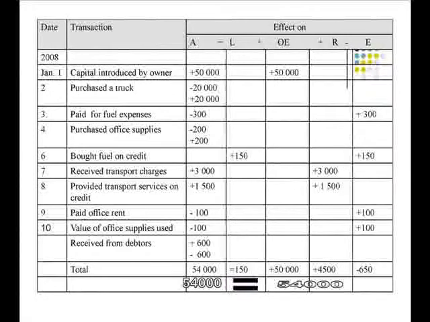Purchase a truck for cash. Cash: increase or decrease? Decrease by 20,000, that's why minus 20,000. And increase the asset, that is the truck, 20,000. Truck is the vehicle, motor vehicle account or truck account. We can have the motor vehicle account or a truck account, delivery truck. 20,000, cash reduced by 20,000.